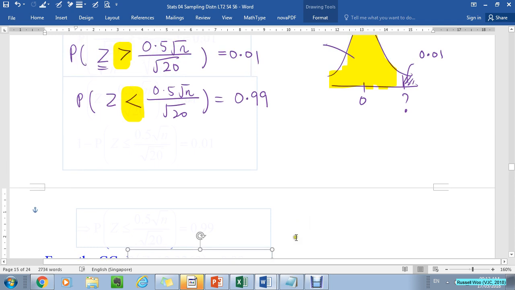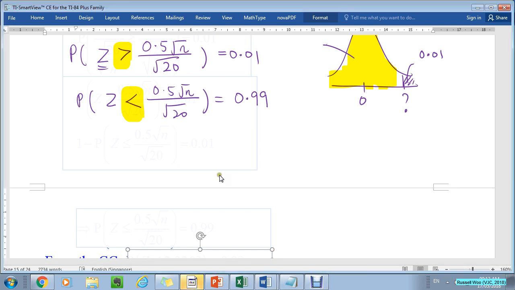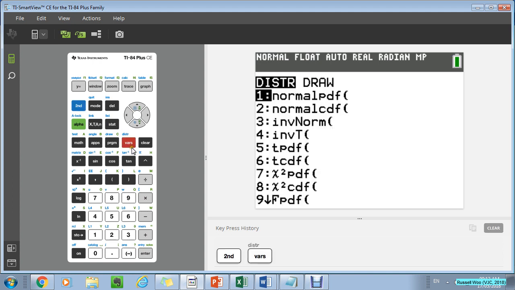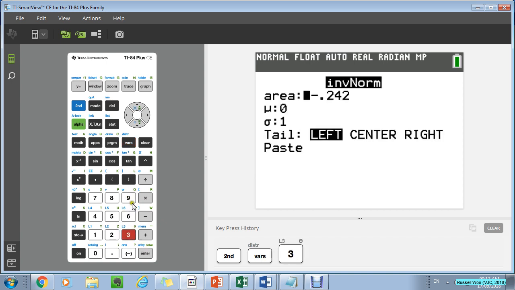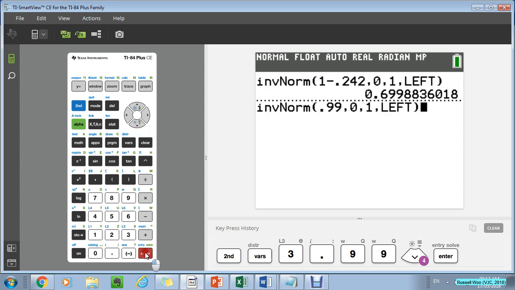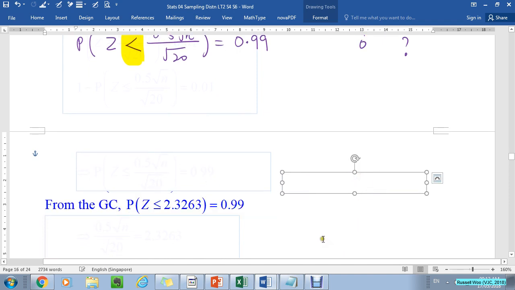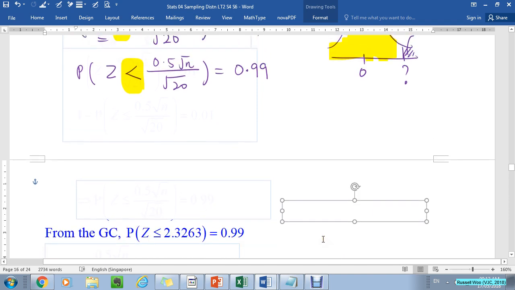Very quickly, I use GC, just in case some of us really don't know how to use. Inverse this one. Okay, wait, what happened? Why so slow? This one, 0.99. Standard normal mean 0, standard deviation 1, left bound, you paste. 2.32. So, from GC, this number is 2.32. Therefore, you can say this is equal to that.